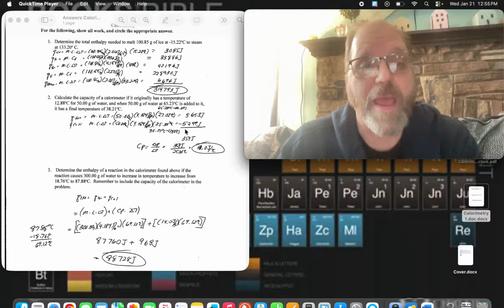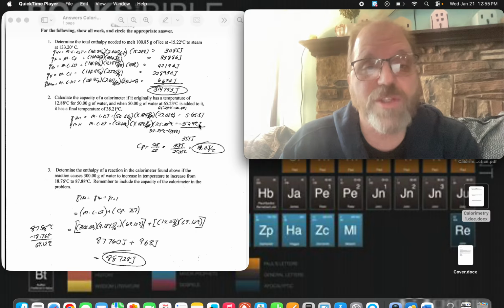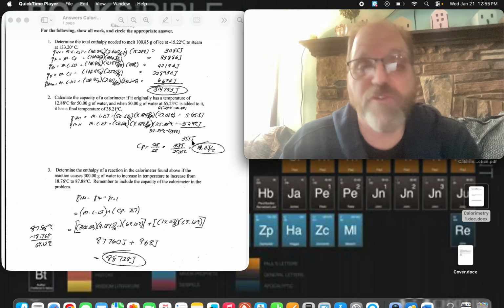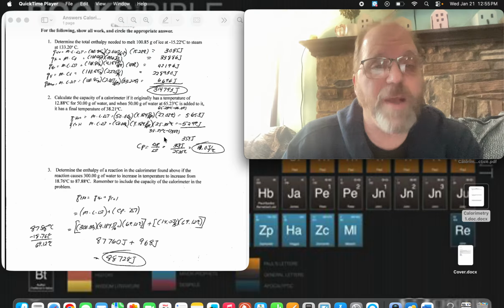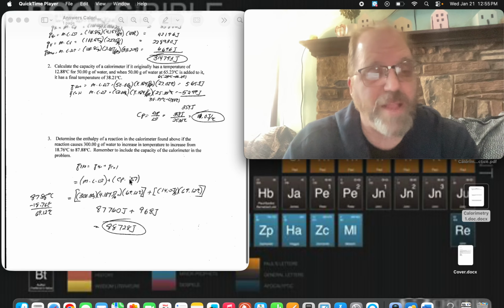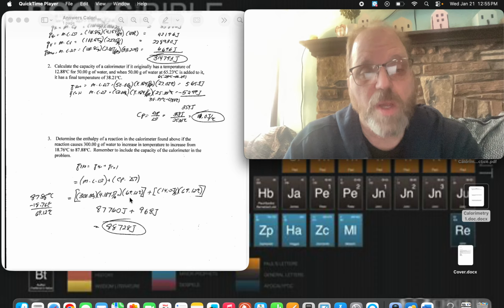5,653 joules and minus 5,299 joules. The difference is 354 joules. We take that and divide by the temperature change of 25.33, and we get 14.0 joules per degree Celsius. And then we're going to use that to find the 300.00 grams times 4.184 times 69.12 degrees Celsius.